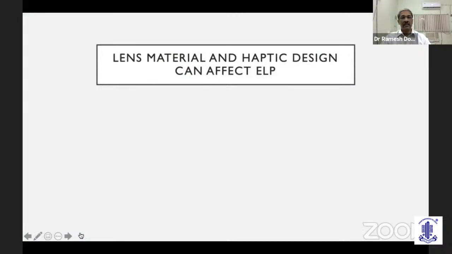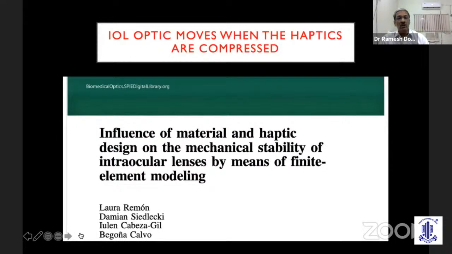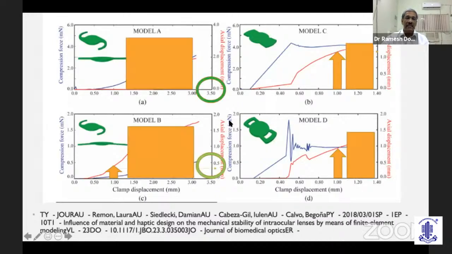The lens material and the haptic design can also affect the effective lens position. This interesting article by Laura Raymond et al. showed how the intraocular lens optic can move forward when the haptics are compressed by as little as 1 millimeter by capsular fibrosis. In this set, you can see that there are C-shaped loop lenses on the left and plate haptic lenses on the right. And this is very easy to see.